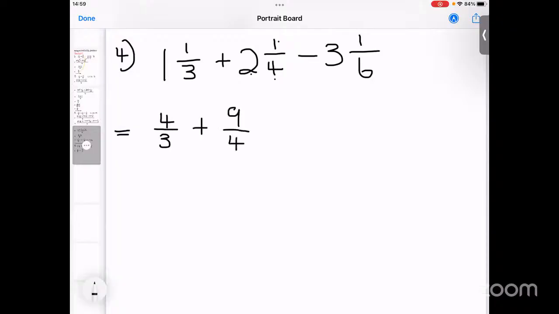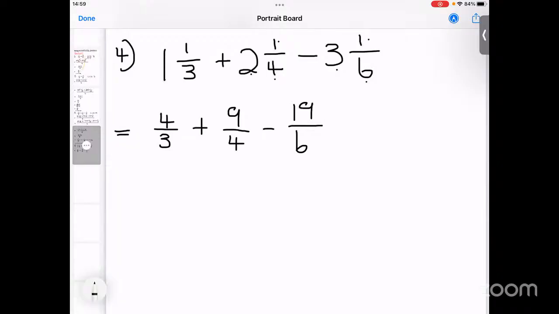Then you've got 9 over 4 minus the other one. What will that be? Is it not 18? It is 18 that you will have to add 1 to, and it ends up giving you 19 over 6. Yes. So can you see?